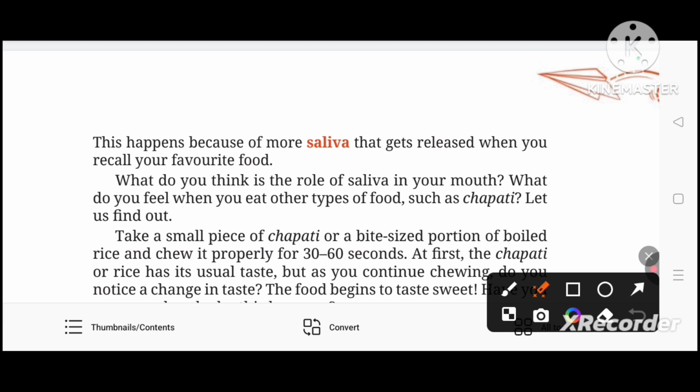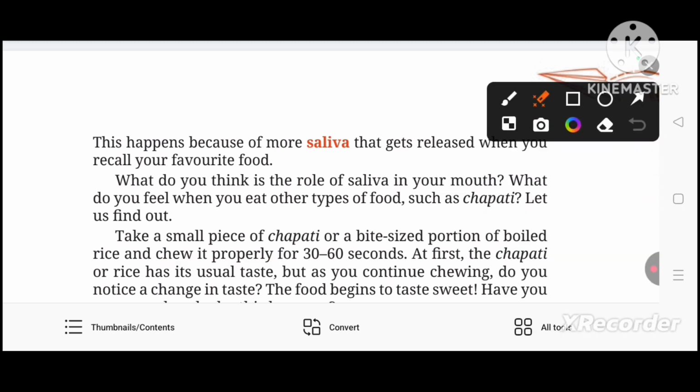Take a bite size portion of boiled rice as well, and chew it properly for 30 seconds. At first, the chapati or the rice has its usual taste, but as you continue chewing, you notice a change in the taste.